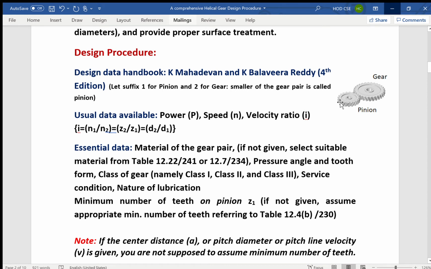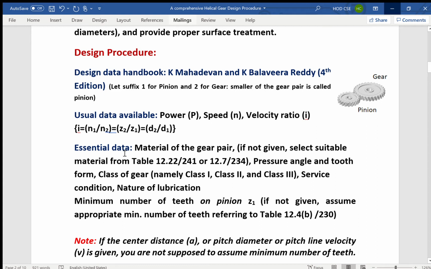This is the smaller one. Usual data available: power P, speed N and velocity ratio i. That velocity ratio i is nothing but N1 by N2, that's equal to Z2 by Z1, that's equal to D2 by D1. N stands for speed in RPM, Z stands for number of teeth, D stands for pitch diameter or pitch circle diameter.